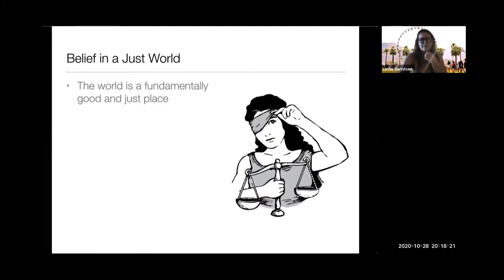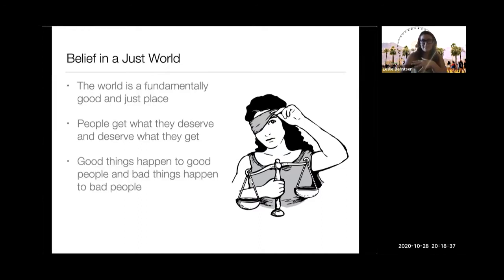So the world is a fundamentally good and just place. That means, following from that, that people get what they deserve and deserve what they get. Talking about karma again, that seems to resonate with people. That explanation of just world is like karma. So people get what they deserve and they deserve what they get. That means that good things happen to good people and bad things happen to bad people. And I can see the light bulbs clicking out in the audience, in the before times, when I do this.